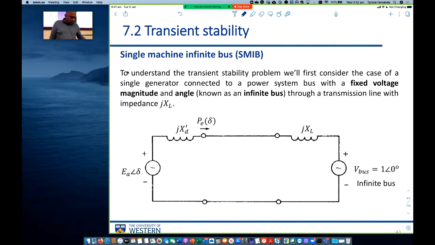So this node here, that's a bus. That's a bus on the electrical network. If you remember, you have a generator connected to a bus like that.